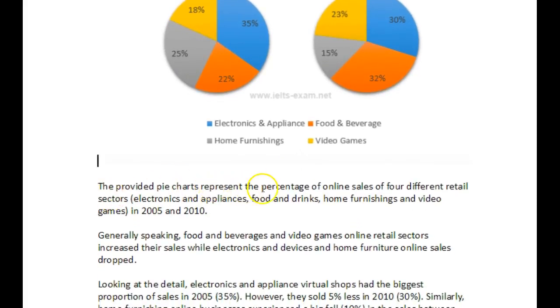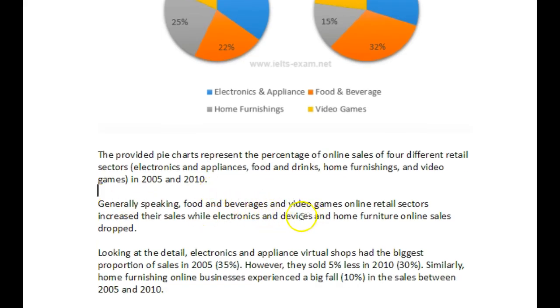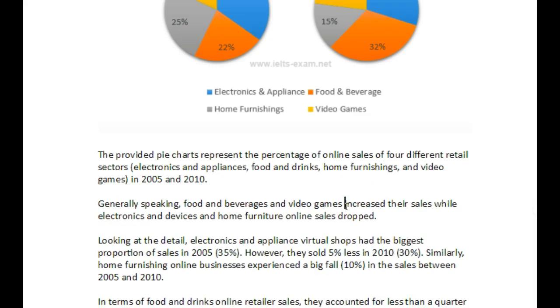So the provided pie charts represent the percentage of online sales of 4 different retail sectors: electronics and appliances, food and drinks, home furnishings, and video games. Because we've got all of these ands, we want to make sure it doesn't just look like another one, so we need to use the Oxford comma here, just to make it clear. Generally speaking, food and beverages, and video games. Now, we already know these are online retail sectors, so we don't need to say it again.